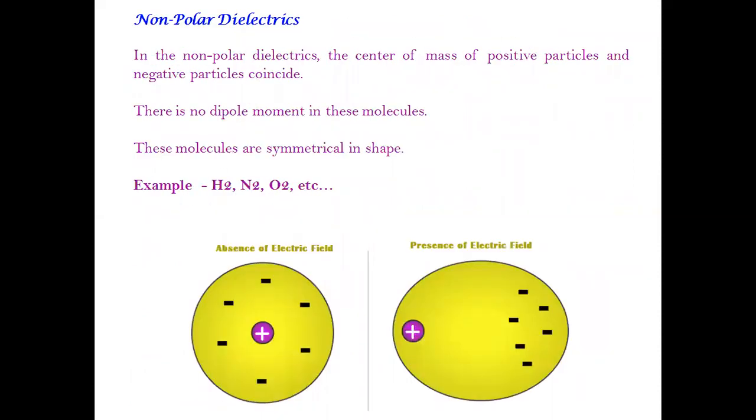Now, non-polar dielectric material. In that type of material, the center of mass of positive particles and negative particles coincide. When an electric field is applied, they become polarized, as shown in this figure. This is the absence of the electric field and this is the presence of the electric field. Examples of non-polar dielectrics are hydrogen, nitrogen, oxygen, etc.